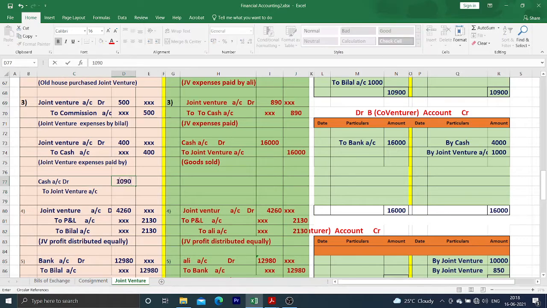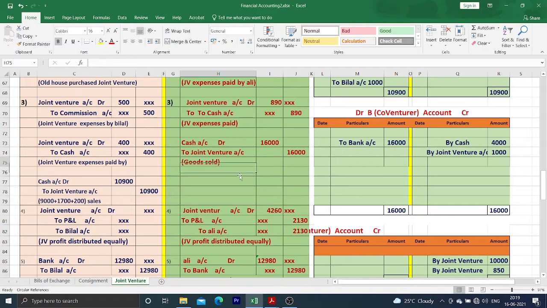$10,900. So it will be sale amount is 9,000 plus 1,700 material plus 200 also old material. Sales. Okay. So profit we will update later. Balance also will update later.